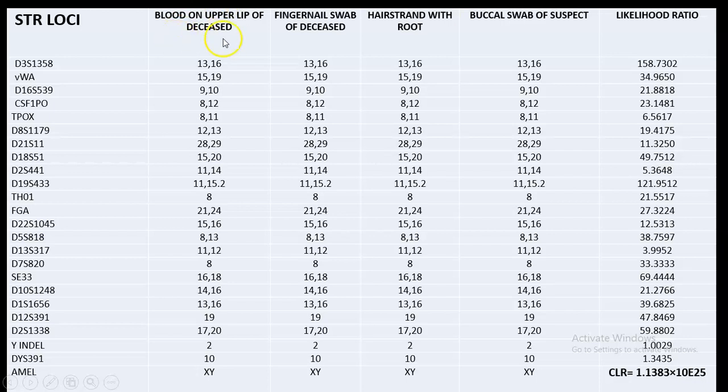So it means the blood sample that was found on the upper lip of our deceased woman came from the male suspect. Also, the foreign male DNA that was found beneath the fingernails of the deceased woman once again came from the 34-year-old boyfriend of the woman. Also, the hair strand with root that was found in the room of the deceased woman also came from the 34-year-old auto mechanic boyfriend. So the likelihood ratios were calculated, and after that they were multiplied to get the combined likelihood ratio.